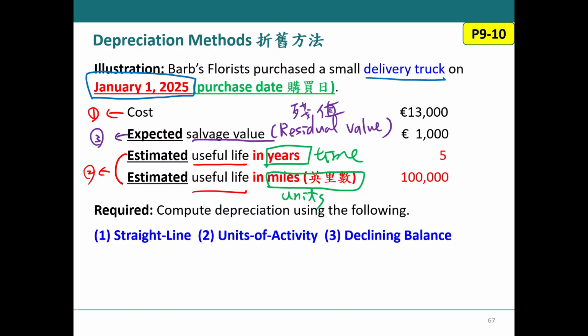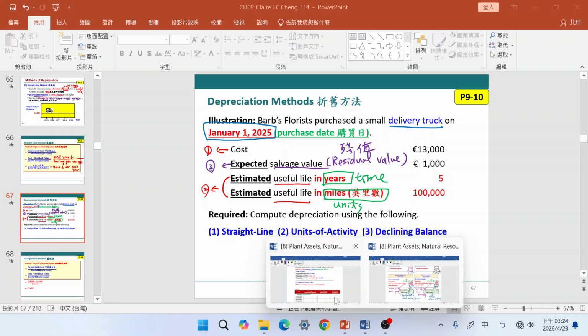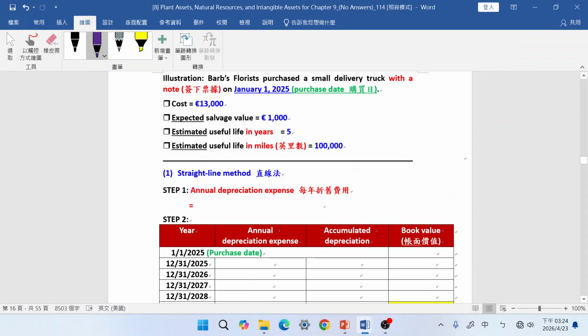So based on this, can you find out your depreciation expense for each period? Yes, right? Okay. So we use the straight line method, 直线法. For useful life, we use 5 years, okay? If you don't have any questions, please go to your handout on page 21. Handout on page 21. Okay. So page 21, the same case right here.